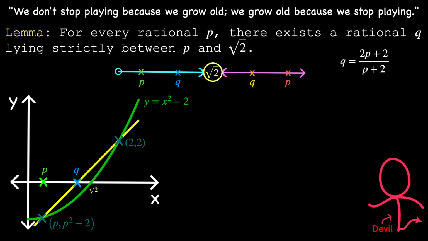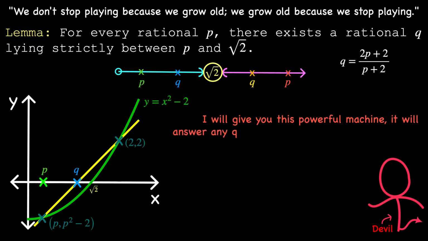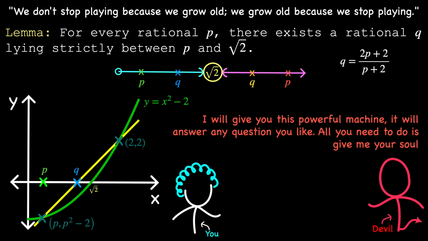Algebra is the offer made by the devil to the mathematician. The devil says, I will give you this powerful machine. It will answer any question you like. All you need to do is give me your soul, give up geometry, and you will have this marvelous machine. But let's not get too dramatic. The deal isn't necessarily Faustian. We need not relinquish geometry to embrace algebra.